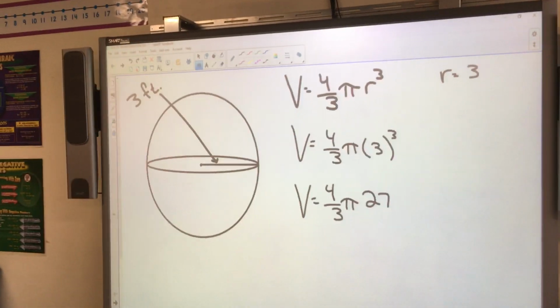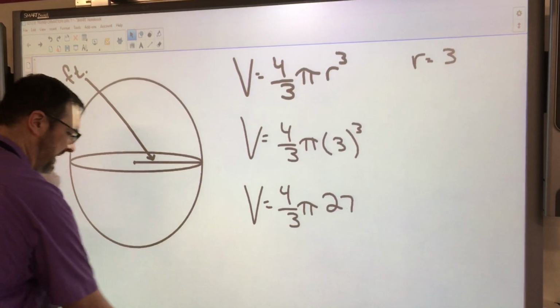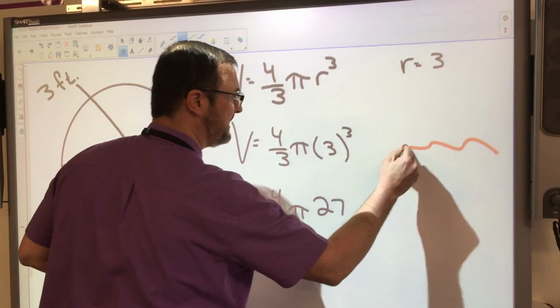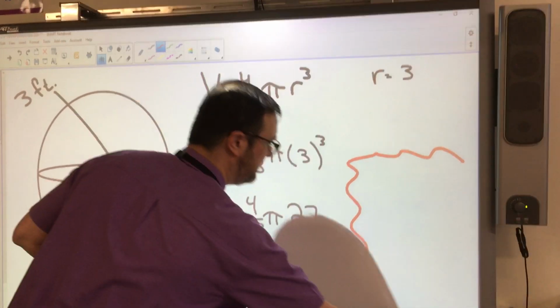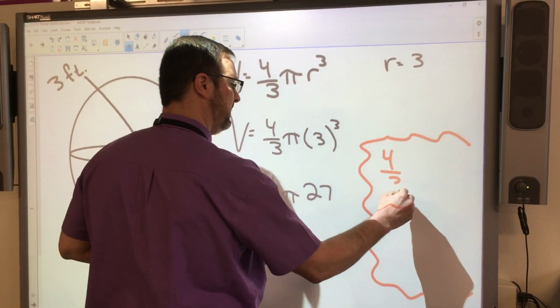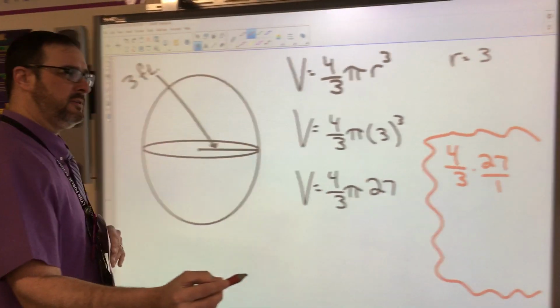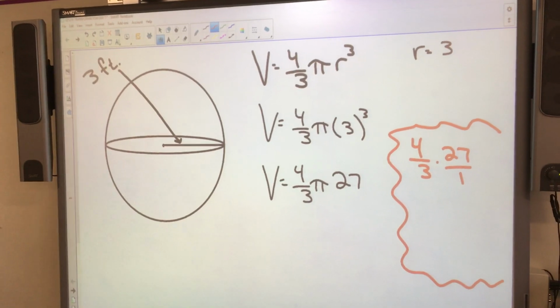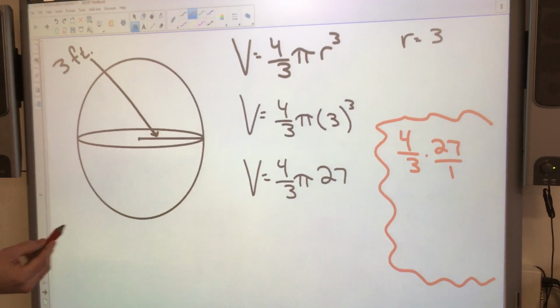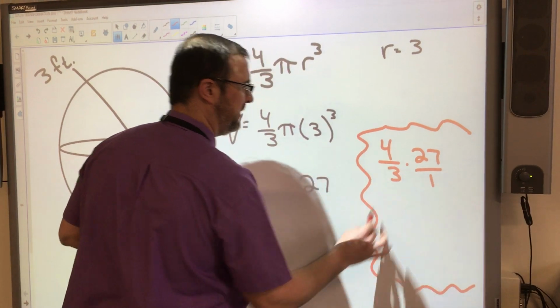All right, we'll just keep on simplifying. So we're going to multiply. So we're going to say 4/3 times 27. Sometimes I like to break out, do a little scratch work on the side, especially when I'm involved with fractions. So I have 4/3 times 27. Now we all know that we can always put a 1 under any integer to make it a fraction, and we'll do that here to go back to basics. And then when we multiply fractions, we multiply the numerators together, and then we multiply the denominators together.